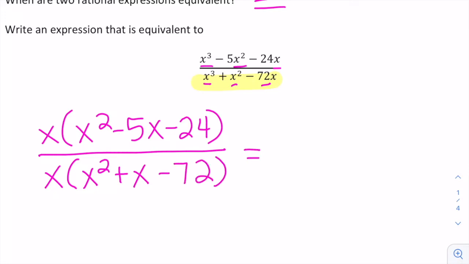That is an equivalent expression to this. They both equal each other. So if I distribute the x on both the numerator and denominator, I'll get back to the original. Now you may remember we can also factor.